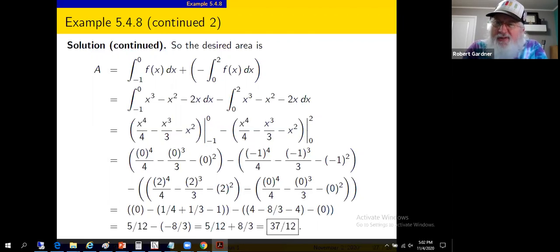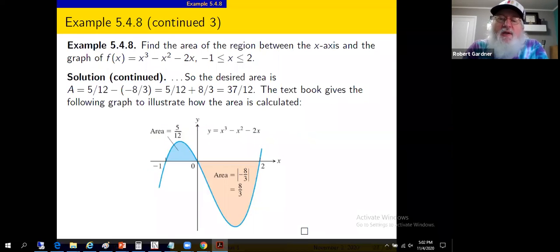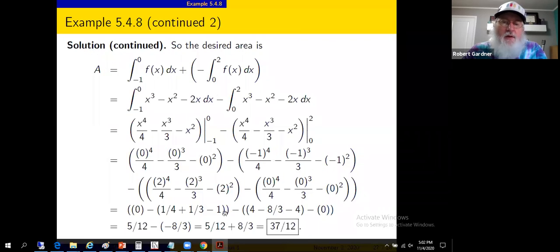Straightforward computation, a little weird dealing with a function that's negative. The book gives you this picture. They say what's happened here is we've integrated from -1 to 0, and we get 5/12. You integrate from 0 to 2, and the integral of that's going to be -8/3. Well, that area is not negative, it's positive. Did we have a 5/12 and an 8/3 in what we had? Let me go back to the previous slide. There's the 5/12 and there's the 8/3, and they're added together as they should be. So that's where the 37/12 comes from.